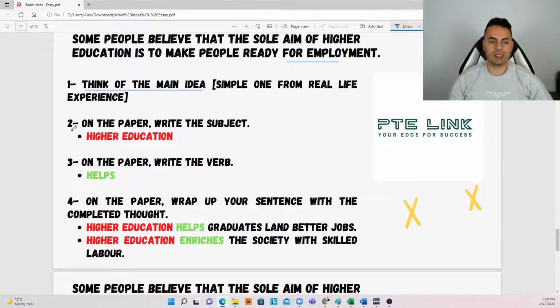Start with the second step, which is writing the subject. What is my subject? The easiest way would be the topic itself. So my subject is higher education, which is a noun phrase in this case. So higher education, okay, what does it help us to do? It helps, okay. So higher education helps what? Helps graduates land better jobs, helps secure better jobs, helps us have a brighter future, whatever. So that's my first main idea.